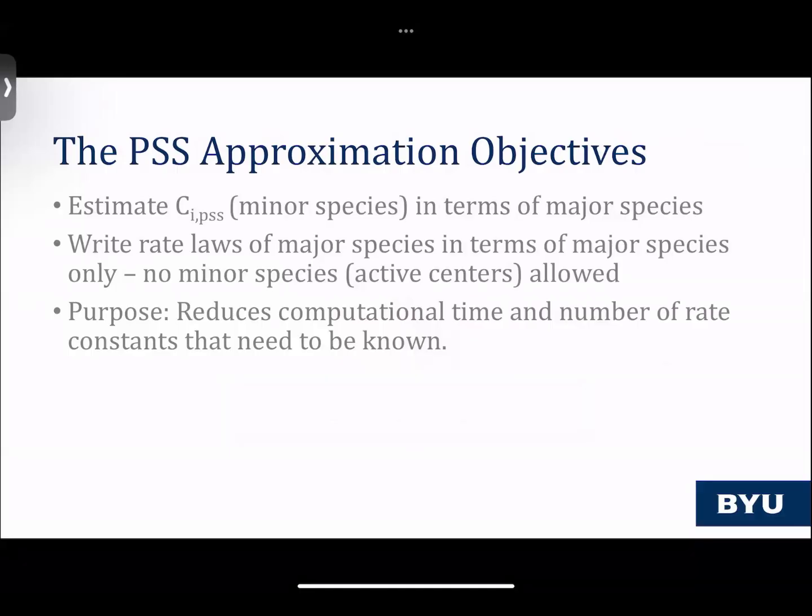So we're going to try to estimate the concentration of our minor species in terms of the major species. We're going to make it so that when we write the rate laws, only major species will be present, no minor species or active centers or pseudo steady state species allowed. And then what this really does is it reduces computational time and number of rate constants that need to be known. It gives us a good starting point for us to make guesses at what the rate law looks like. It gives us an educated guess, so we aren't testing every single possible combination of functional forms. So it gives us a functional form that we can start off of.